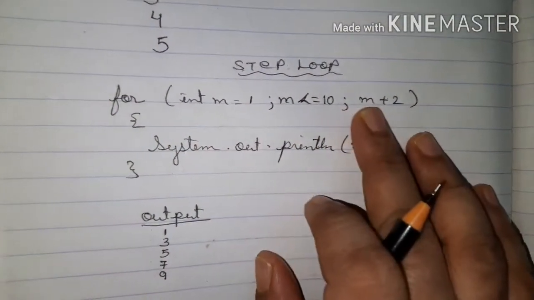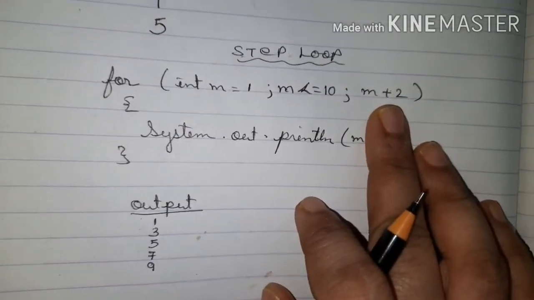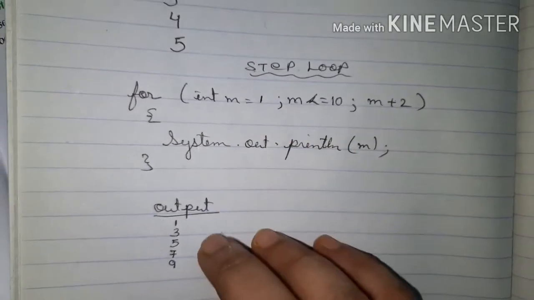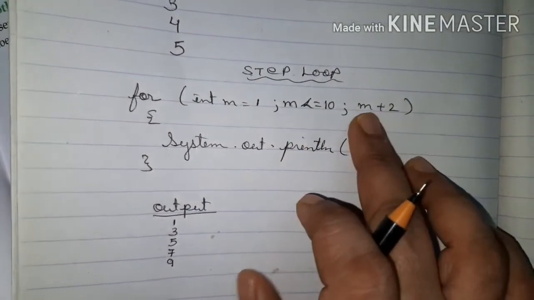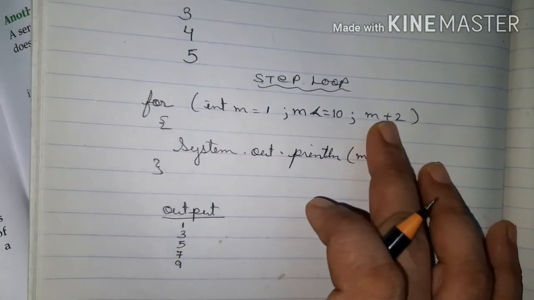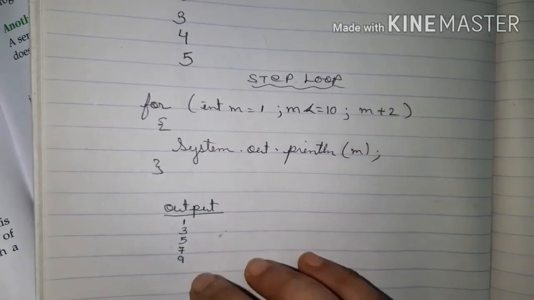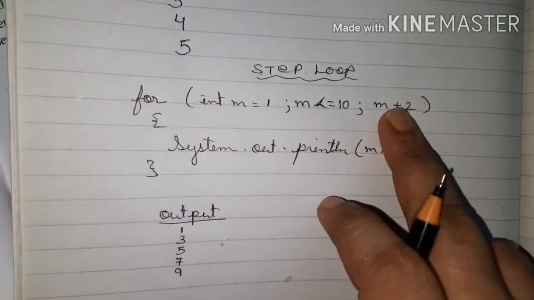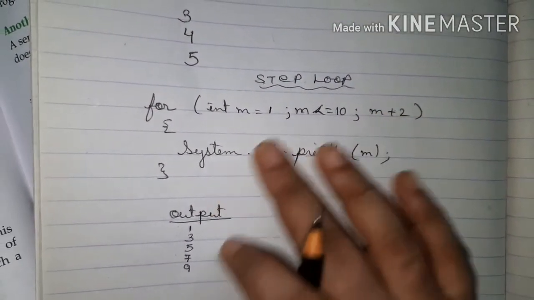Again it will increase by 2. So 9 plus 2 is 11. So the condition is false, it will come out of the loop. So here also the number of loops is fixed, but the step, this is the step, is increasing by 2. So the step is going ahead by 2.